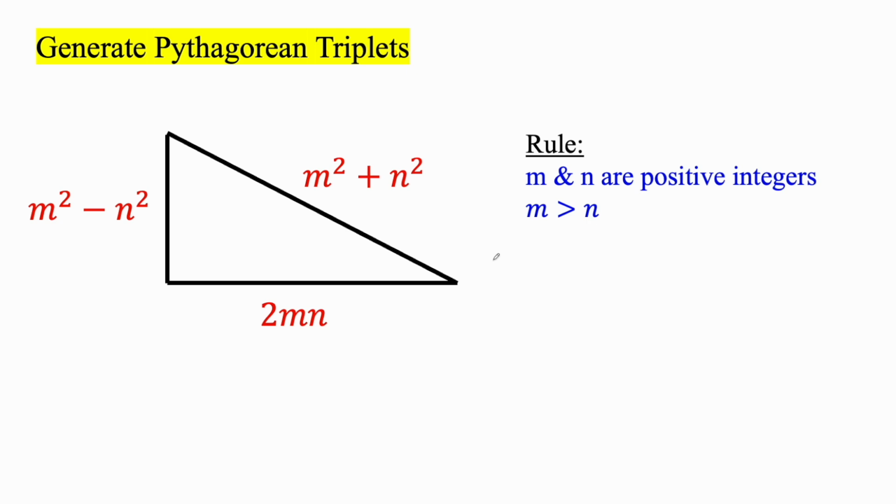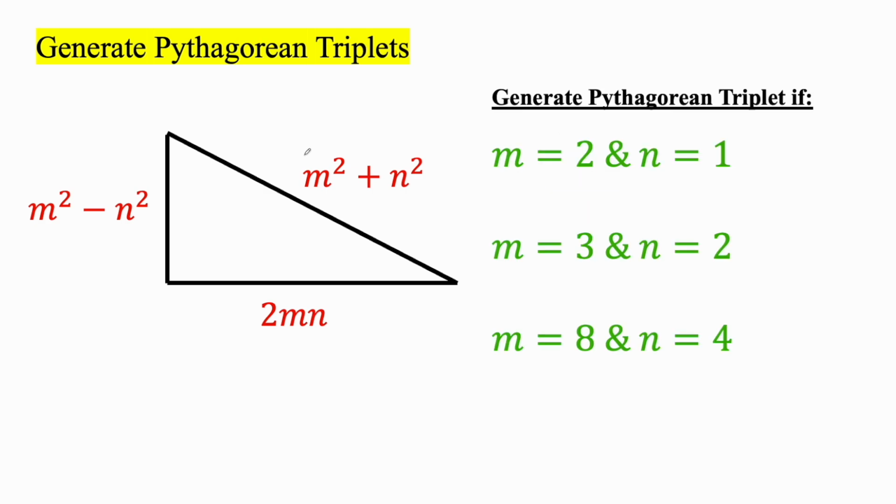Like for example, we know 3, 4, 5, that's one, because 3 squared plus 4 squared gives you 25, and the square root of 25 is 5. But there's others like 5, 12, and 13. So if we want to just generate a bunch of them, we can use this nice formula. And so let's get started. And we're going to generate 3 examples.